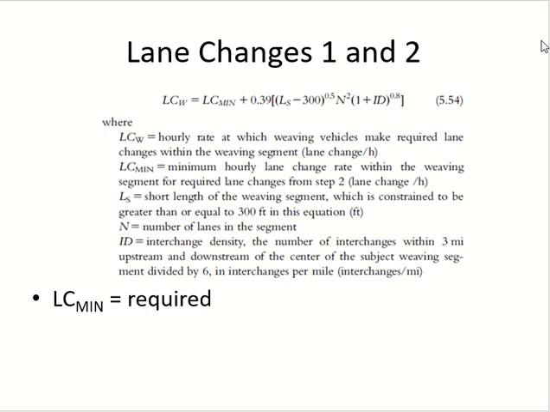That was 3 miles forward, 3 miles back. There we were counting ramps; here, count the number of interchanges. So you go 3 miles forward, 3 miles backward, count the number of interchanges, and divide by 6. So ID is interchange density. This will give you the optional lane changes by the weaving people. This is the required amount and this is the optional amount, so the total number of lane changes by the weaving people, optional or required.